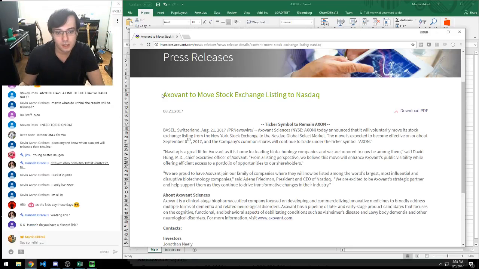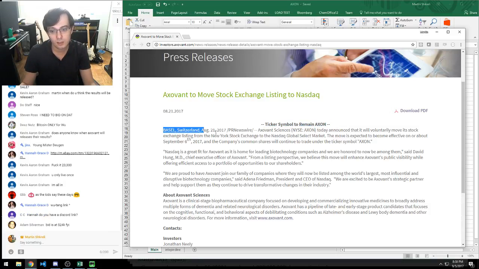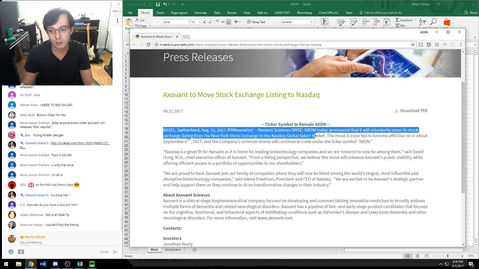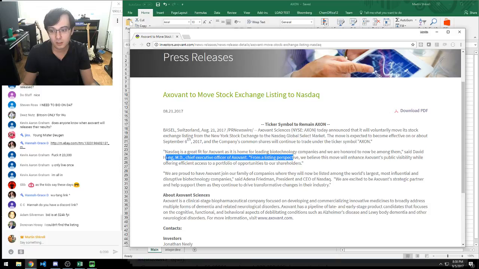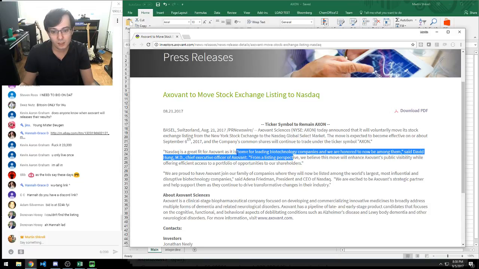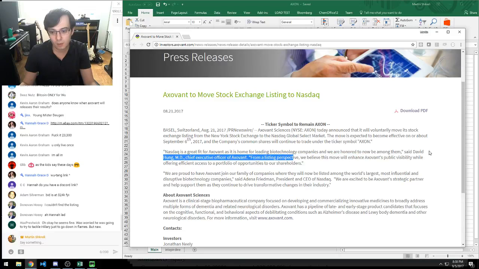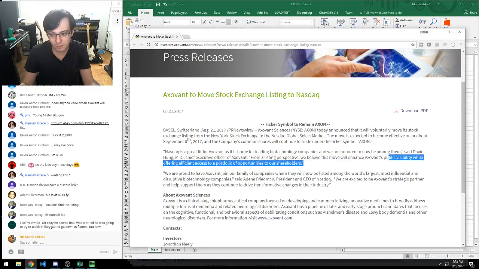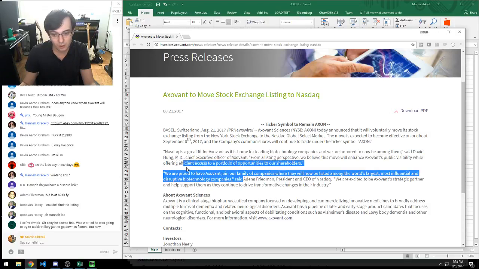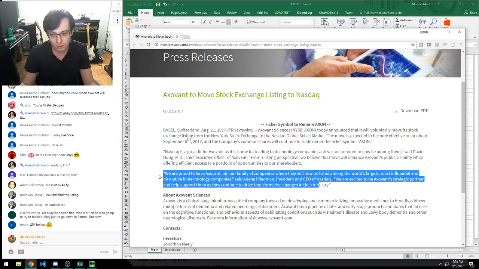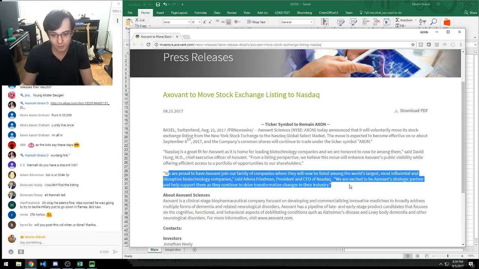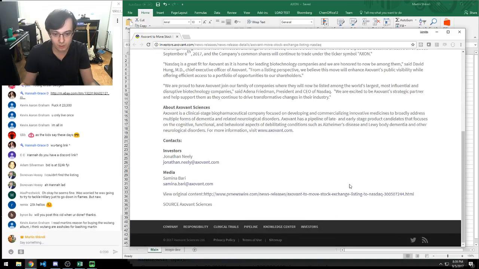So let's start here. It says AXON to move stock exchange listing to NASDAQ. This isn't really too relevant. Ticker symbol to remain AXON. They're just deciding that they want to go from the New York Stock Exchange to NASDAQ. And NASDAQ is a great fit for AXON, as it is home for leading biotech companies, and we're honored to now be among them. From a listing perspective, we believe this move will enhance our visibility while offering efficient access to a portfolio of opportunities for our shareholders. I'm not really sure what that means. While offering efficient access to a portfolio, okay. We were proud to have AXON join our family of companies. We're excited to be AXON's strategic partner and help support them. Okay, great. So anyway, that is what it is.